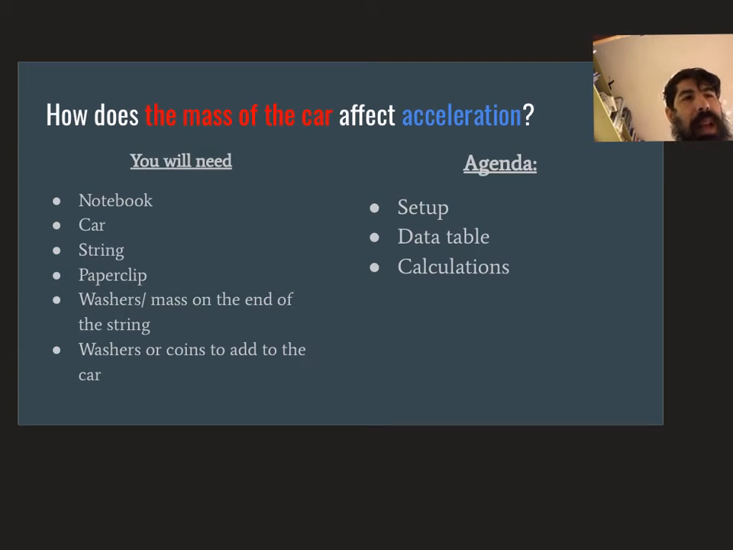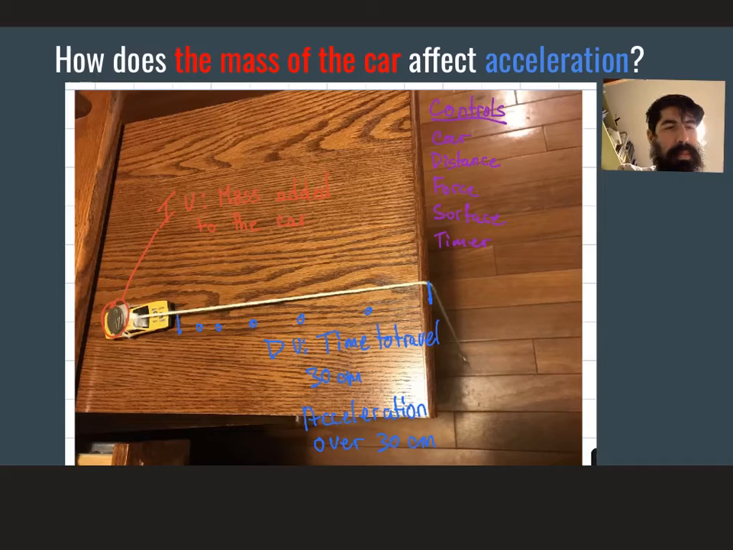So today I'm going to show you a setup, how to fill out your data table, and how to do your calculations. Here's the setup. Remember, we're asking and answering the question, how does the mass of the car affect acceleration? You've got your car with a string attached. It hangs down off of the table and a little bit of weight at the end.